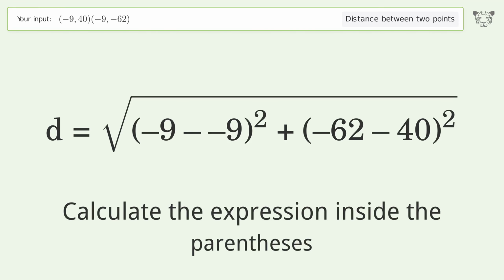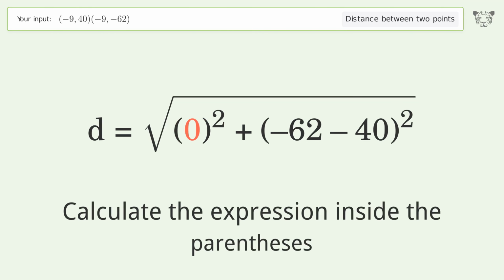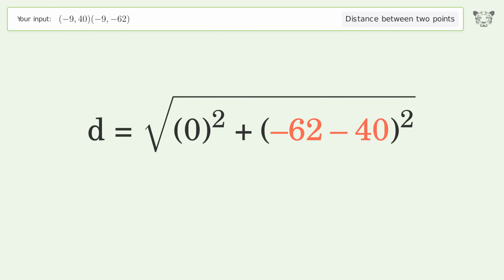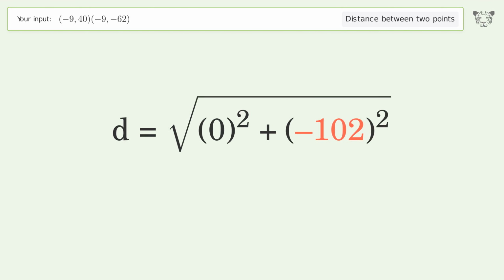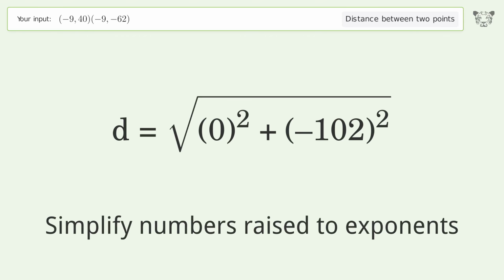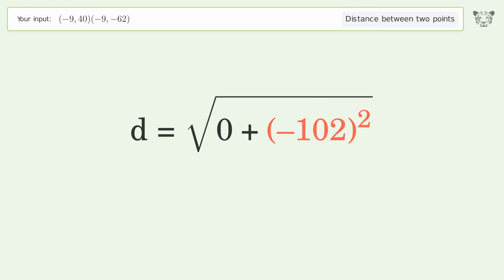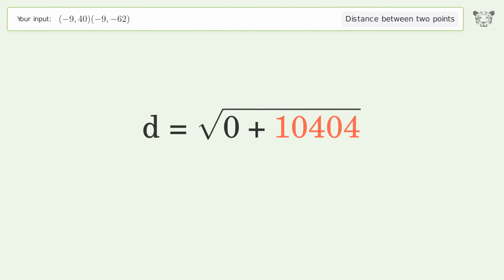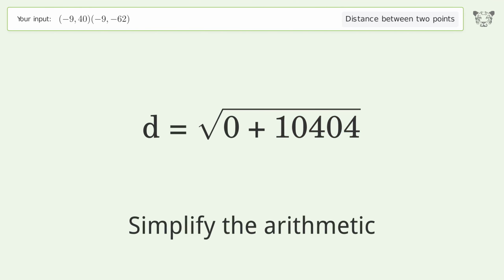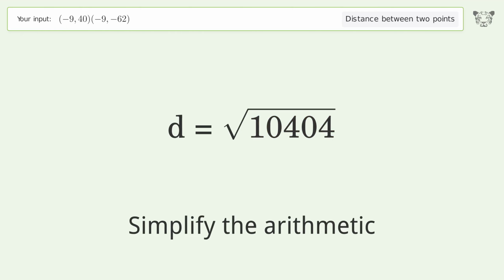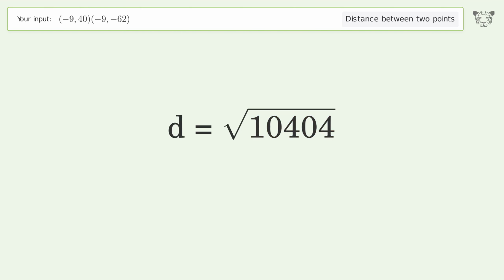Calculate the expression inside the parentheses. Simplify numbers raised to exponents. Simplify the arithmetic. And so the distance between the 2 points is the square root of 10,404, or 102.